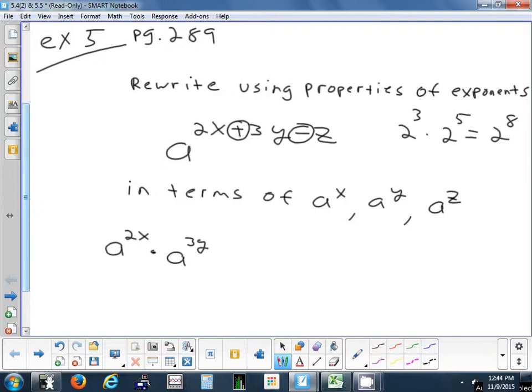And when do you subtract in an exponent? Yep. Division. Yeah, when you have division. So that means we would divide by a to the z. Right, so that'd be a to the 2x plus 3y minus z. Right, so we've got a to the z, but we have a to the 2x and a to the 3y. Okay, I don't want the 2 and I don't want the 3.